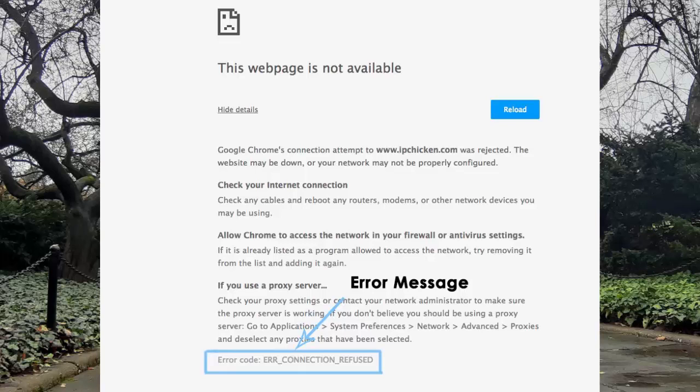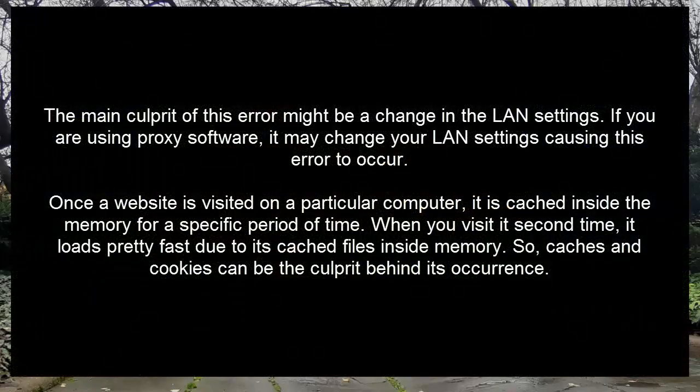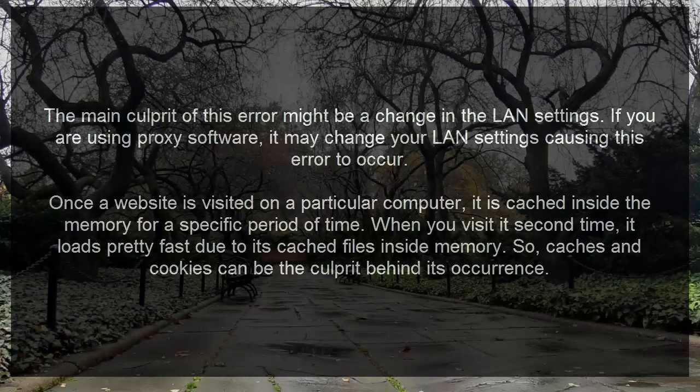The main culprit of this error might be a change in the LAN settings. If you are using a proxy software, it may change your LAN settings, causing this error to occur. Once a website is visited on a particular computer, it is cached inside the memory for a specific period of time. When you visit it a second time, it loads pretty fast due to its cached files inside memory. So caches and cookies can be the culprit behind its occurrence.